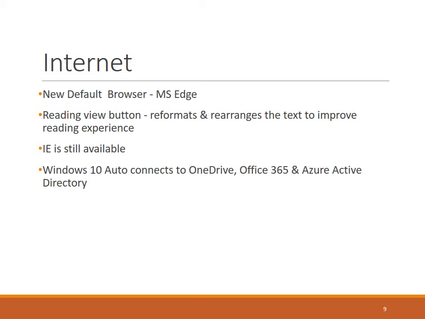So OneDrive, for those of you that don't know, is basically online file storage. If you've ever used Dropbox or a similar cloud-based file storage utility, OneDrive is Microsoft's flavor of that. You get a certain amount of storage space for free with OneDrive, and you can, of course, pay Microsoft monthly for more storage. Office 365 is Microsoft's cloud-based version of their Office line.